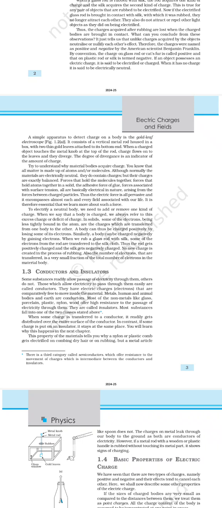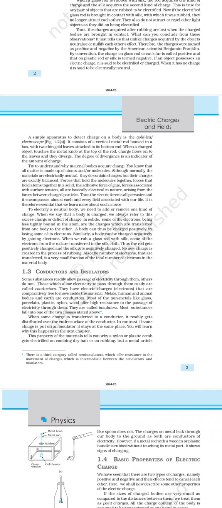To electrify a neutral body, we need to add or remove one kind of charge. Obviously, when we say that a body is charged, we always refer to an excess charge or deficit charge. In solids, some of the electrons, being less tightly bound in an atom, are the charges which are transferred from one body to another. A body thus can be positively charged by losing some electrons, and negatively charged by gaining some electrons. When we rub a glass rod with silk, some of the electrons from the rod are transferred to the silk cloth. Thus, the rod gets positively charged and the silk gets negatively charged.